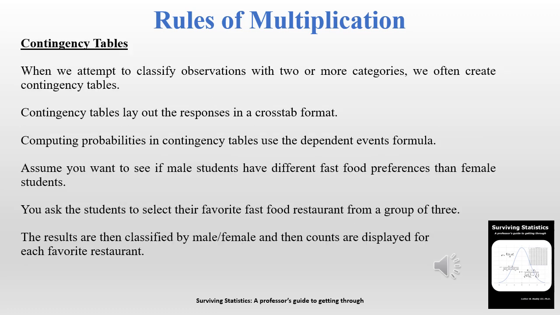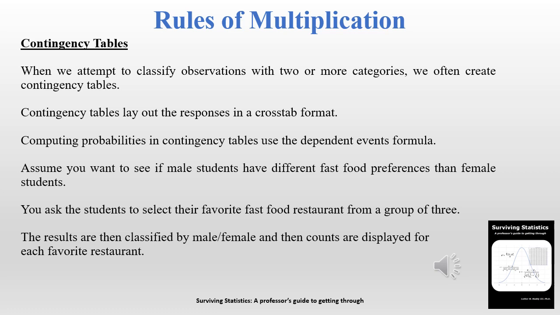Well, as we're progressing in probability, we're getting a little bit more complex, and so we're going to briefly discuss contingency tables. When we attempt to classify observations in 2 or more categories, we often create contingency tables. Contingency tables lay out the responses in a crosstab format with the number of responses in each of the different groupings. Computing probabilities in contingency tables uses the dependent events formula, which we talked about in the previous screen.